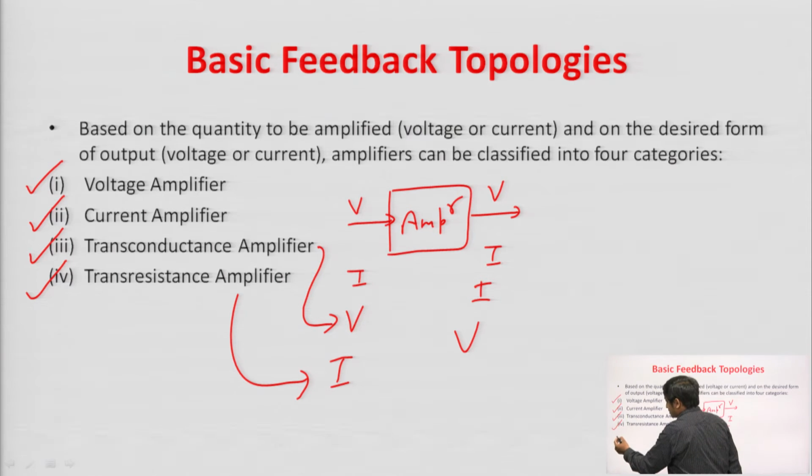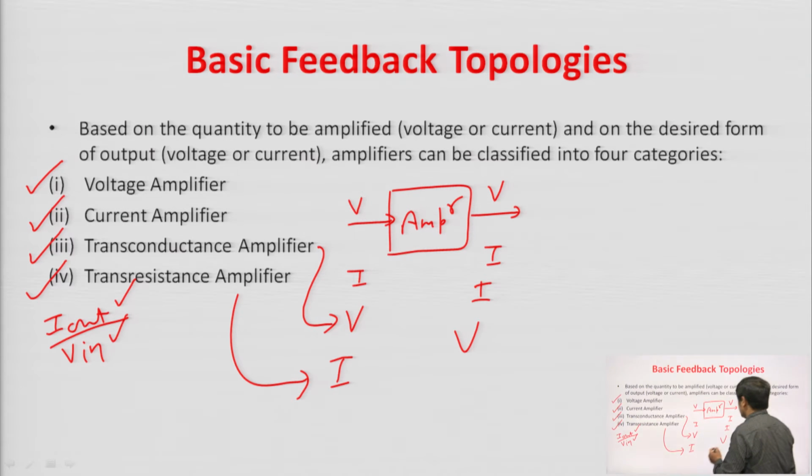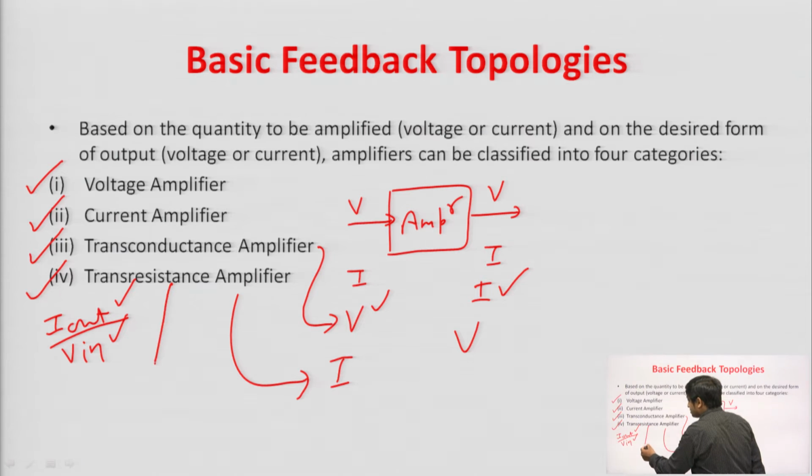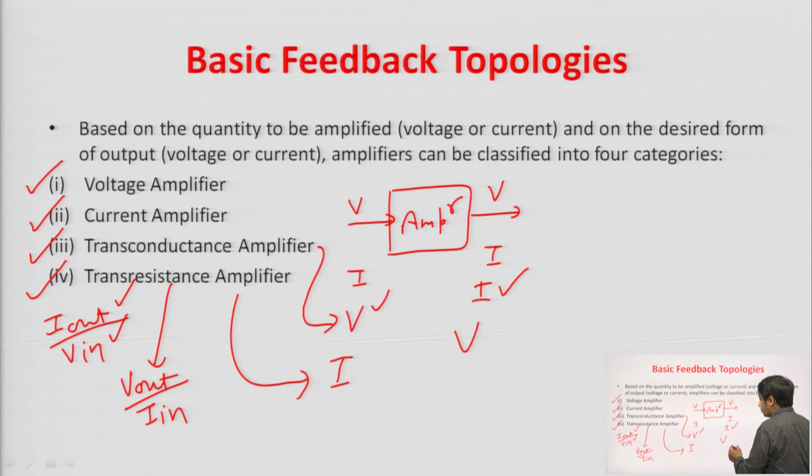Transconductance means output current upon input voltage. It means that at the output there is a current, at the input there is a voltage. Transresistance, that is also called transimpedance amplifier, means output voltage upon input current. So, at the output there is a voltage and at the input there is a current in a transresistance amplifier.